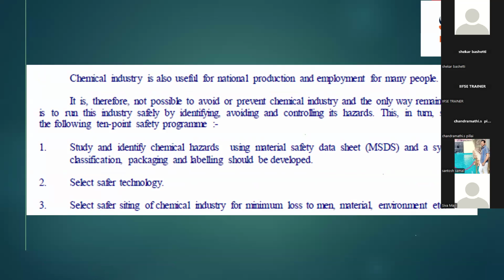Then we have to choose the proper technology for handling such chemicals. Another one is siting, the location where you are setting up your chemical plant, and how the population is in and around. If it is more dense, meaning more population is around, it will give more risk in case any accident happens, as more people will get affected.